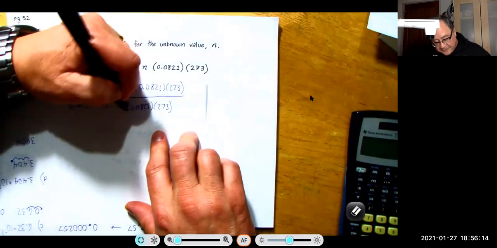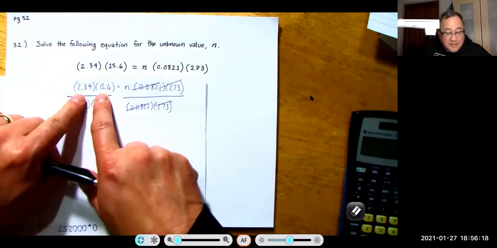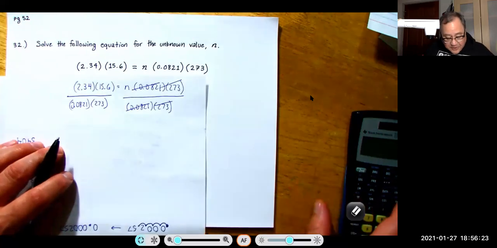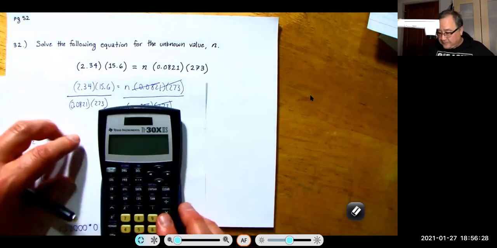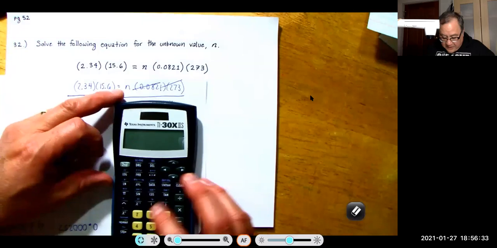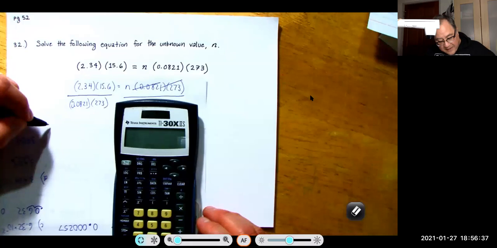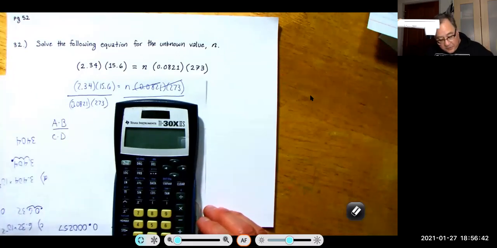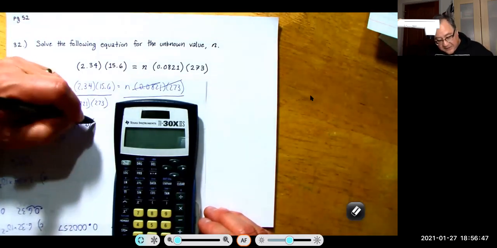So these cancel, and you get n is equal to these two numbers divided by these two numbers. I'm going to show you the quickest way to put this into your calculator and get the correct answer. So here's my calculator. I'm going to turn it on and clear it. So the way I put this into my calculator is if we have A times B over C times D, you put it into your calculator like this: A times B divided by C divided by D.